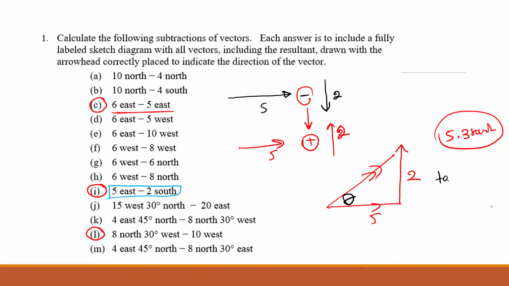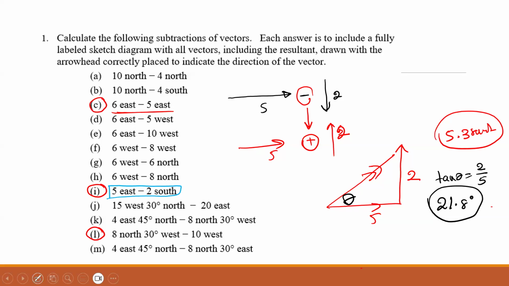So tan theta is 2 over 5, which is 0.4. You need to take the tan inverse of this one. So I get 21.8 degrees. Do you get the same? Yeah, I got the same.